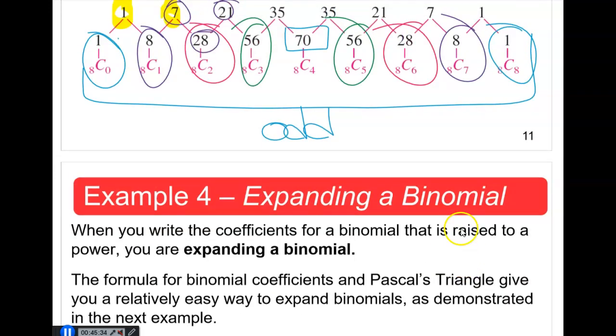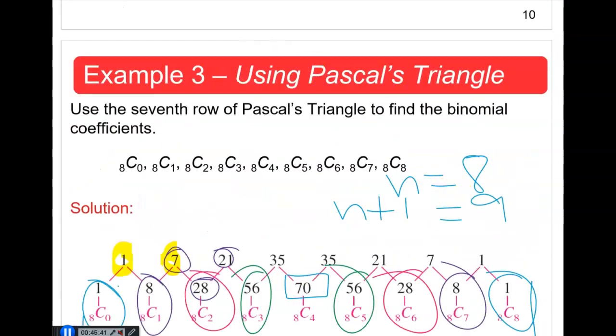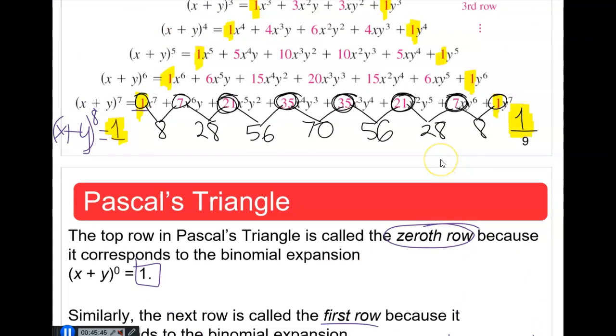So if we were asked to find the expansion, and I just want to do it because you will have questions like this on your homework, even though we're not asked to do it, let's just go ahead and write it down here. For the very first term, we're going to have x to the power 8, and then y to the power 0. Then for x, we will decrease the exponent by 1, so it will be x to the power 7, and then y to the power 1.